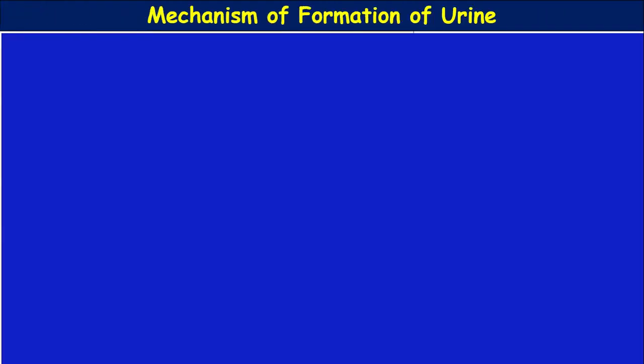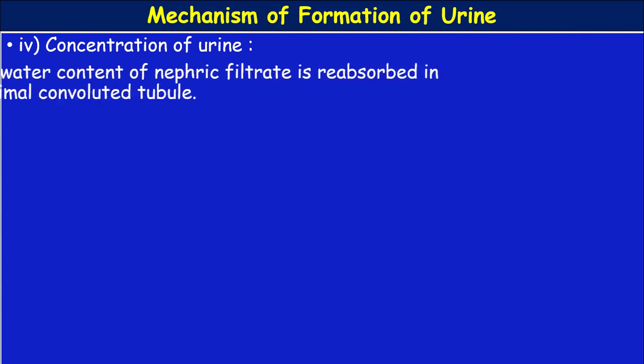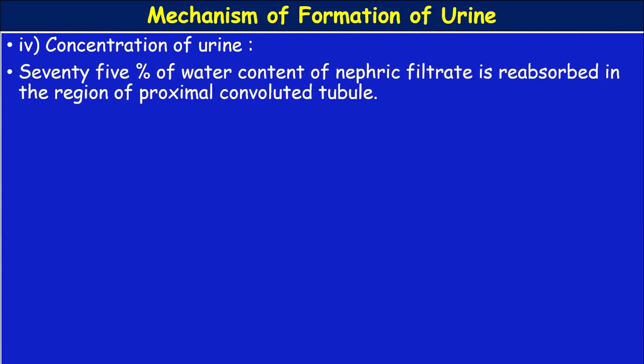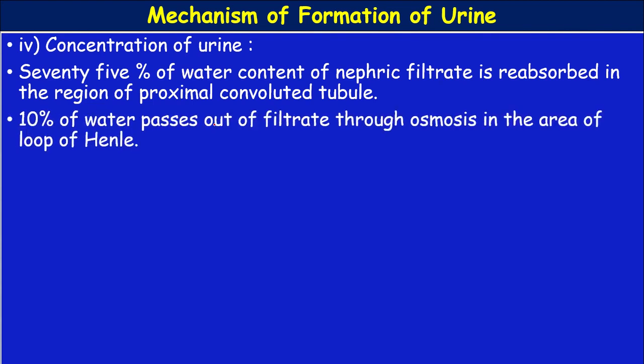Next, concentration of urine. What is concentration of urine? 75% of water content of nephric filtrate is reabsorbed in the region of proximal convoluted tubule. Means more than 50%, 75% out of 100 it is reabsorbed, the water is. So there itself the concentration is increased.